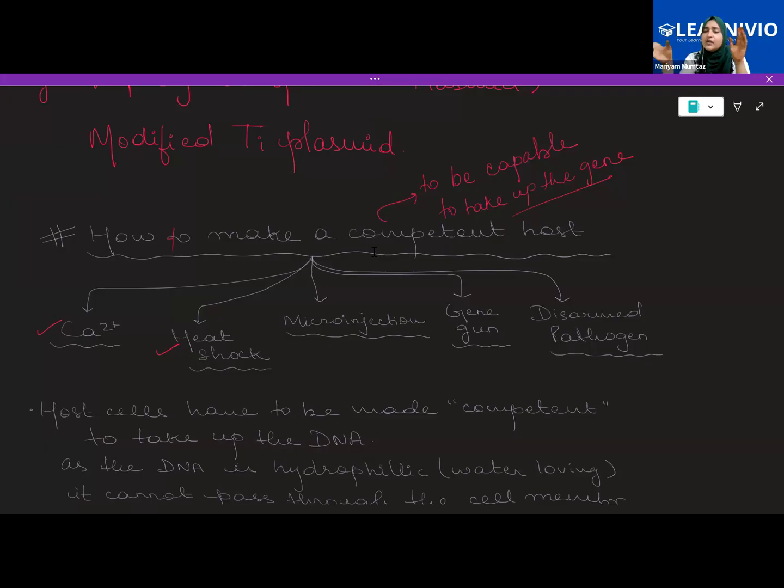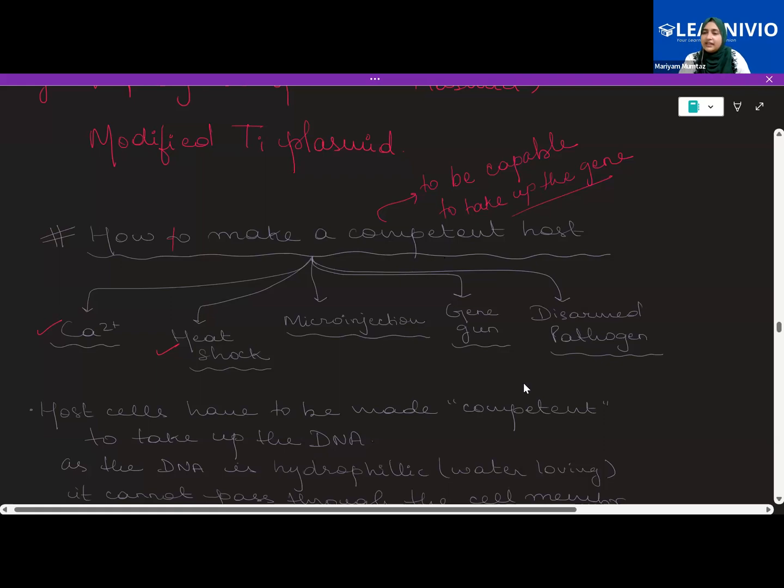What if the host is not compatible? Because it is not normal, that's why. But we make it. We make the host cell competent so that it can take up the foreign thing, because normally cells are resistant to it. It's like, I'll not take anything from the outside. It's selectively permeable. So we create some sort of entry point for the vector. Got it?